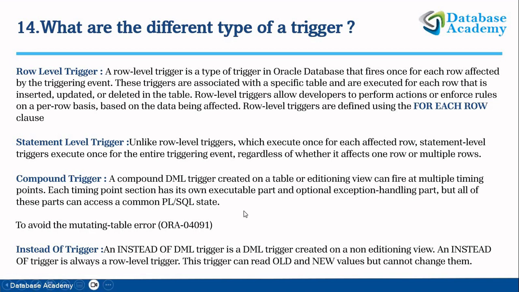Next is the compound trigger. These kinds of triggers can be created at a table level or a view level also. We basically use a compound trigger to avoid the mutating table error, which is a different type of error. Next is the instead of trigger. An INSTEAD OF DML trigger is a DML trigger created on a non-editable view, and an instead of trigger is always a row level trigger. This trigger can read the old and new values but cannot change them. So those are all the different types of triggers that we have.